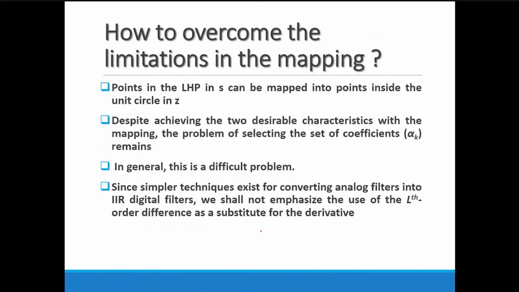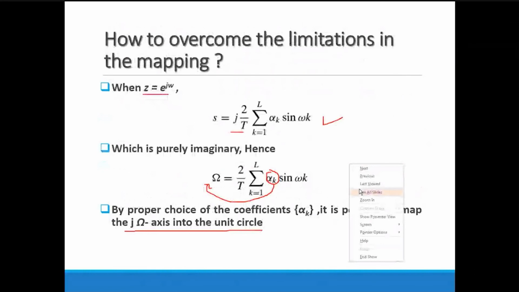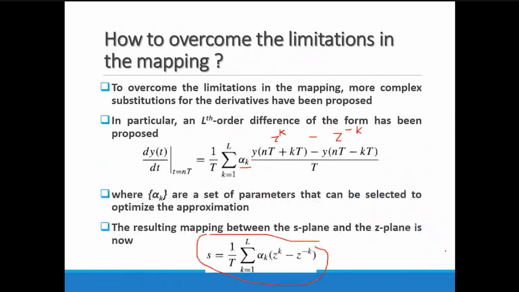So when you apply this Lth derivative, it is possible that points in the lower half plane can be mapped inside the unit circle. Despite achieving the two desirable characteristics with the mapping, the problem of selecting the set of coefficients alpha k remains. Here, one condition must be fulfilled to achieve this: we have to choose the parameter alpha k to optimize the approximation.